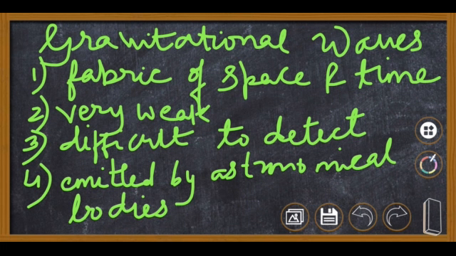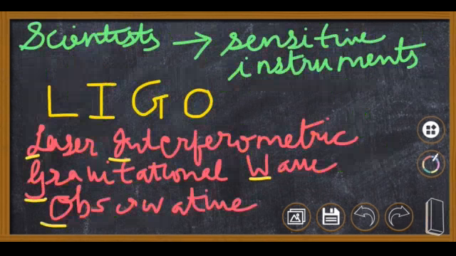Second property is that these waves are very weak, and hence they are very difficult to detect, and they are emitted by the astronomical bodies. These are the four properties of gravitational waves. They are on the fabric.